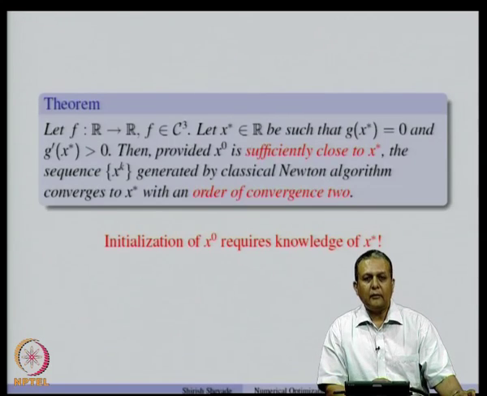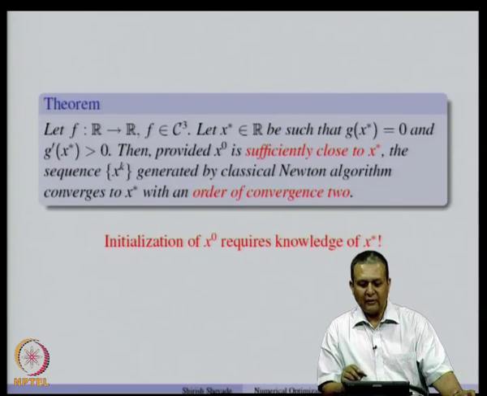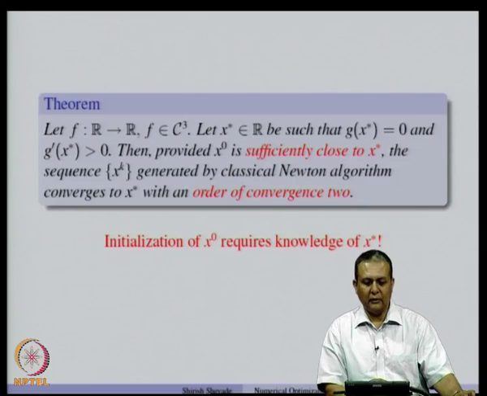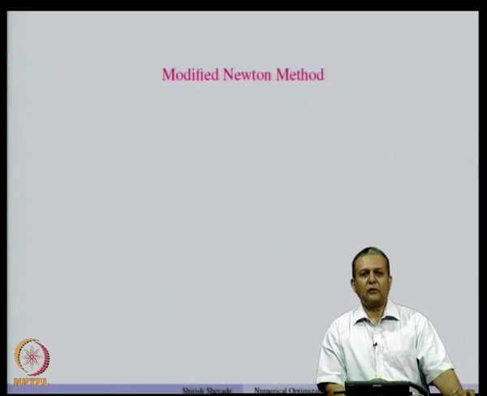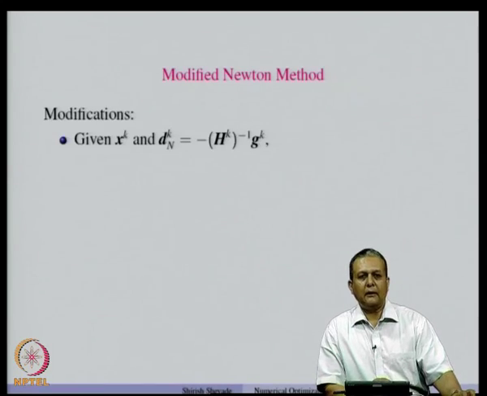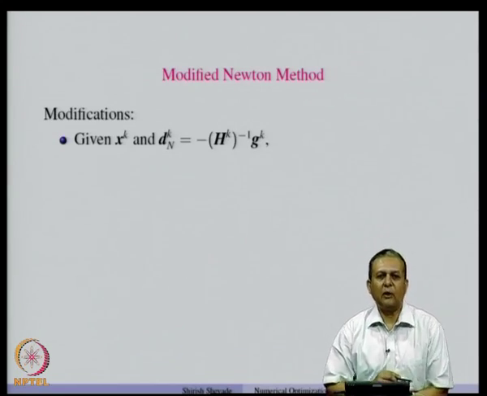Now, let us look at some modifications of Newton method which are globally convergent. So, in other words, they do not require the knowledge of x star to get the initial point x_0. One can start from any point and converge to the local minimum. Okay. So, those methods are called modified Newton methods. We will see a couple of those methods in this course, and let us look at the places where the modifications for the Newton method are required.